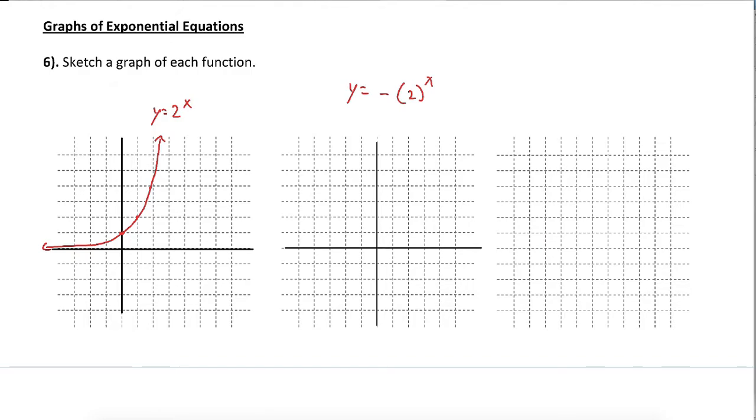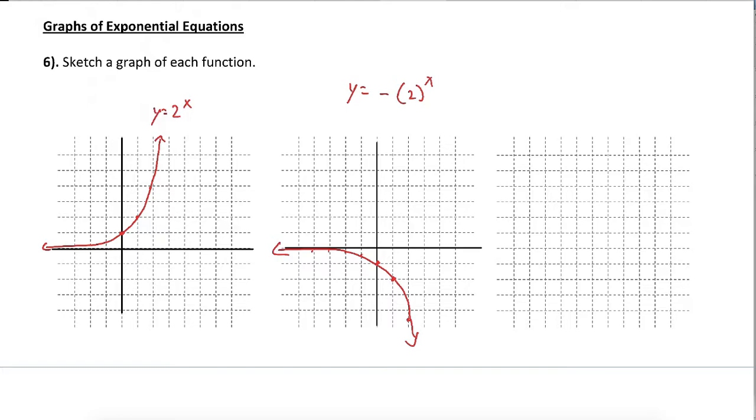So every point just gets reflected under the x-axis. So 0, 1 becomes 0, negative 1. 1, 2 becomes 1, negative 2. 2, 4 becomes 2, negative 4. And this is the graph of y equals negative 2 to the x.